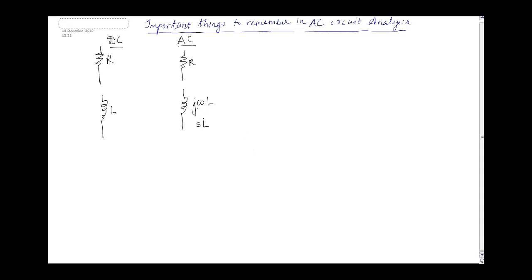Now where do you get this omega from? Whichever is the circuit, from the circuit you will have either a voltage source or a current source. It will be written in either sinusoidal or cosinusoidal form, like let's say 5 cos 4t plus 30 degrees. Here this 4 is basically omega, which is 2 pi f, which is your 4 in this case.